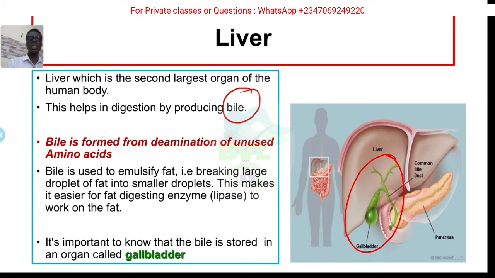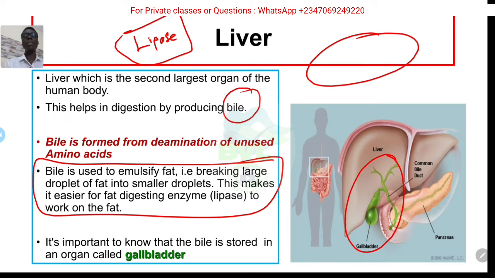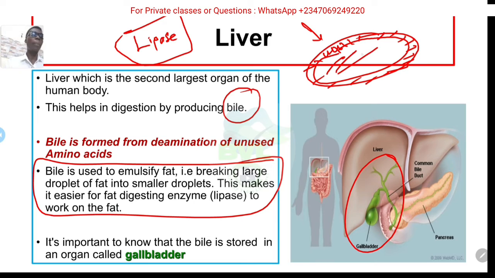Now, what's the function of this bile? It is to emulsify fat. What does emulsification mean, please? I want you to follow me closely. Say you have a large piece of fat that you have eaten. The enzyme that digests fat is called lipase, because another name for fat is lipids. If this lipase were to digest this fat, as big as it is, it is just going to digest the outer layer of the fat. So it's going to leave this bigger part undigested.